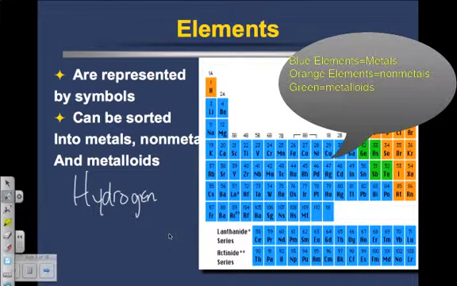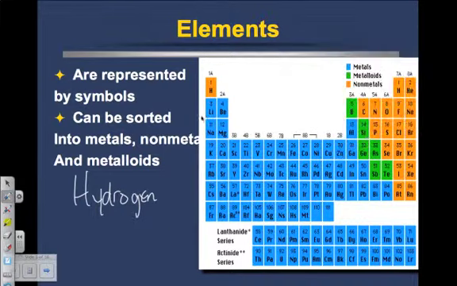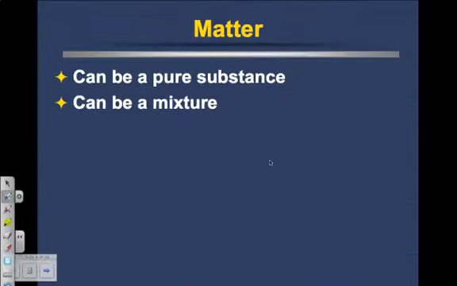And you can also divide the elements into three categories: metals, nonmetals, and metalloids. And if you notice, most of the elements here are metals. We only have a few metalloids, and then we only have a little bit more nonmetals. So most of the elements are metals.